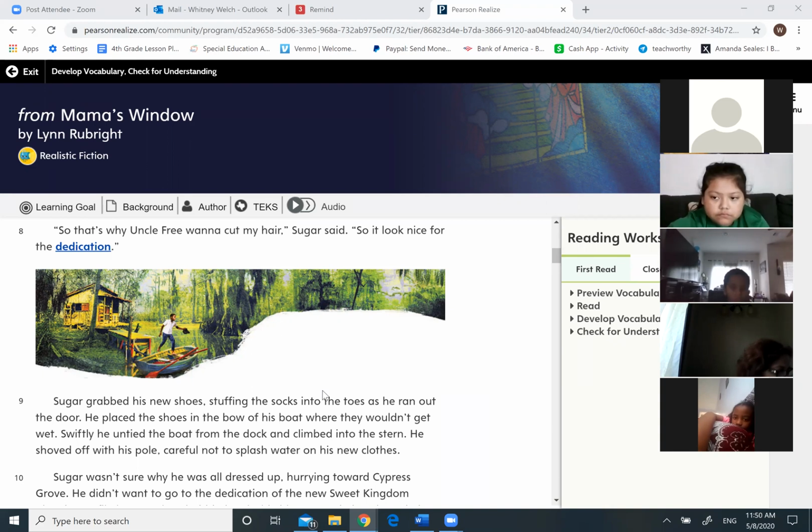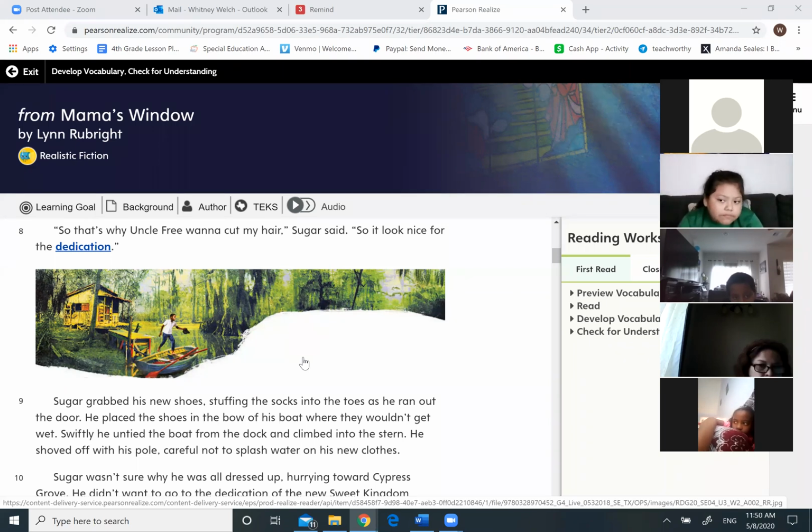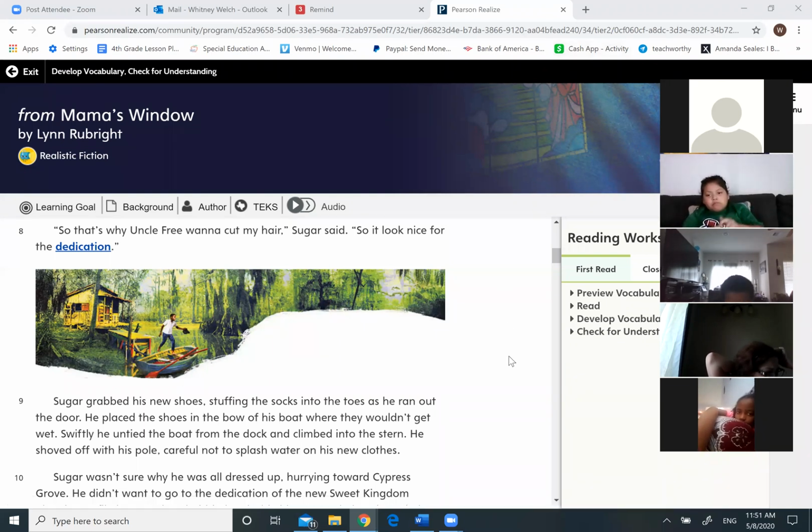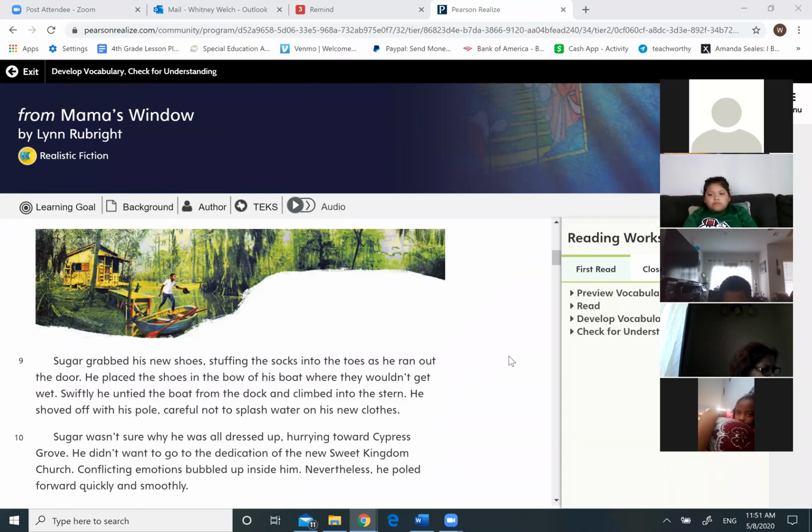Now, pay attention to this picture. We all know that the character in this picture is who? Sugar. Yes, so that's Sugar. And what is Sugar doing in the picture? Living in the boat. He is getting ready to go onto his boat. Good. So let's continue reading.